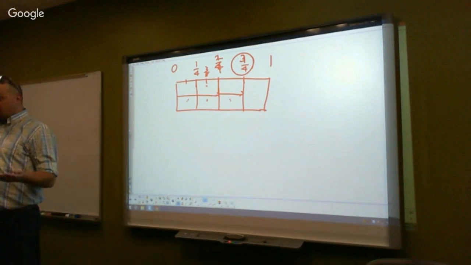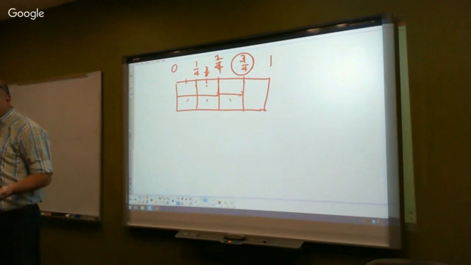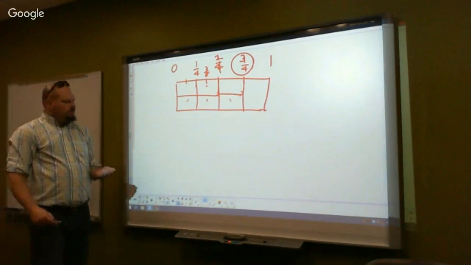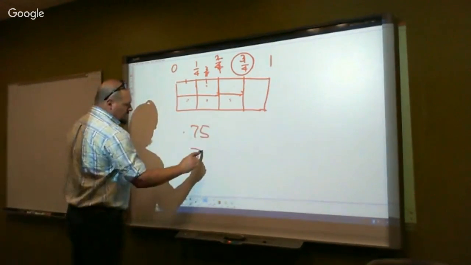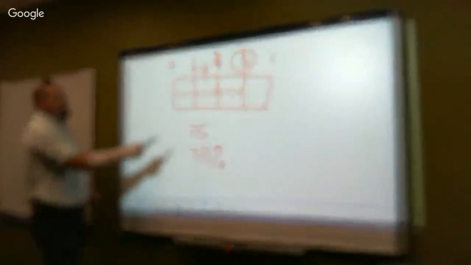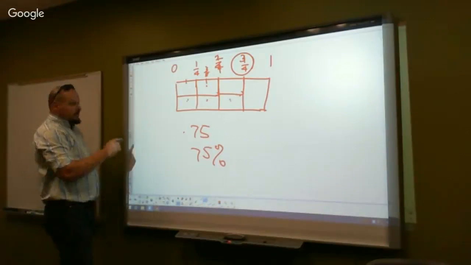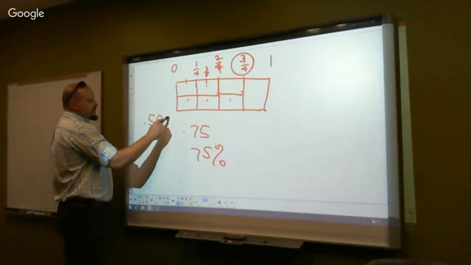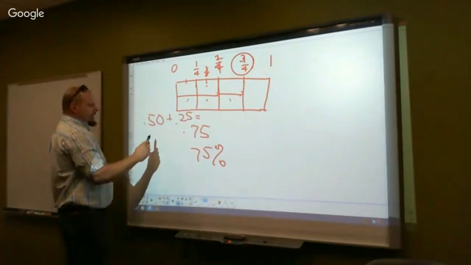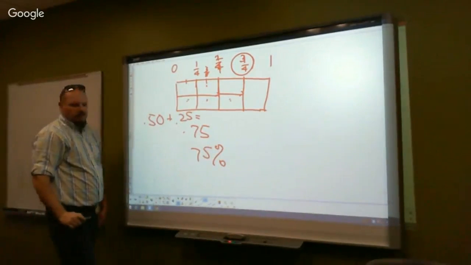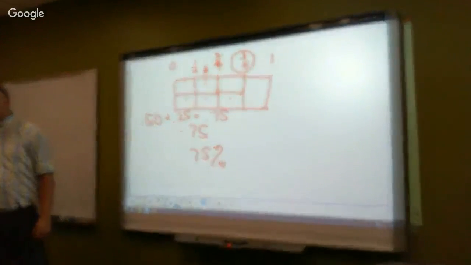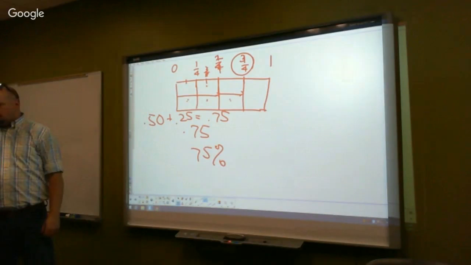Because if you have 3/4 of a dollar, how much money do you have? 75 cents. And how do we write 75 cents? 0.75. Exactly. And what's 1/2? 50 cents, right? It's 0.50. Plus a quarter is what? 0.25. And what's 50 cents plus 25 cents? 75. Same thing, right?